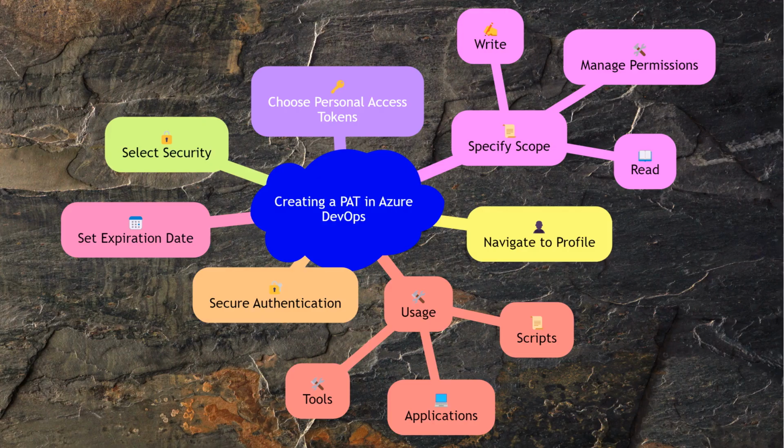To create a PAT, navigate to your Azure DevOps profile, select Security, and then choose Personal Access Tokens. You can specify the scope of the token, such as read, write, or manage permissions for various Azure DevOps services. You can also set an expiration date for the token. Once created, the PAT can be used in scripts, tools, or applications to authenticate to Azure DevOps services securely.